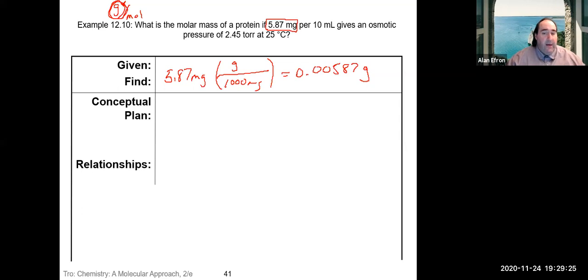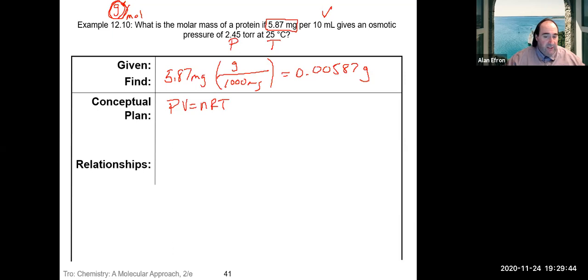So let's see what else we have left in terms of numbers. We have 10 milliliters, which is a volume. We have 2.45 torr, which is a pressure. And we have 25 degrees Celsius, which is a temperature. So that's all sort of our ideal gas law information, our PV equals nRT.